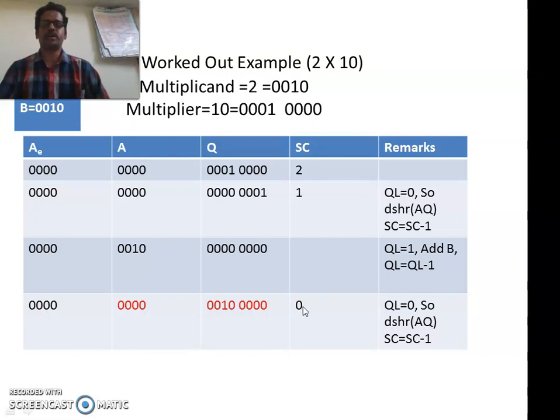Now sequence counter reaches 0. This tells that we have come to the end of the result. Now the result is available in AQ. Now we can verify the result. 0000 is nothing but 0. 0000 is nothing but 0. 0010 is nothing but 2. 0000 is nothing but 0. Now we can read it as 0020, which is nothing but 20 in decimal form.